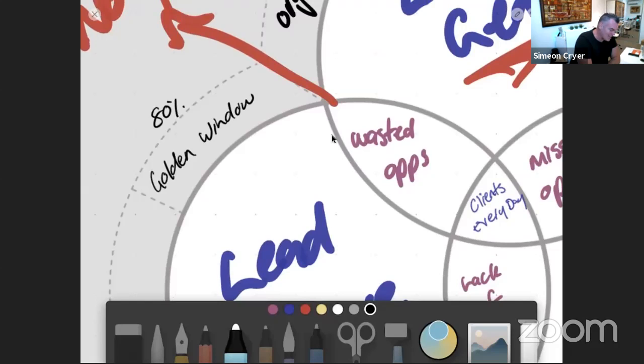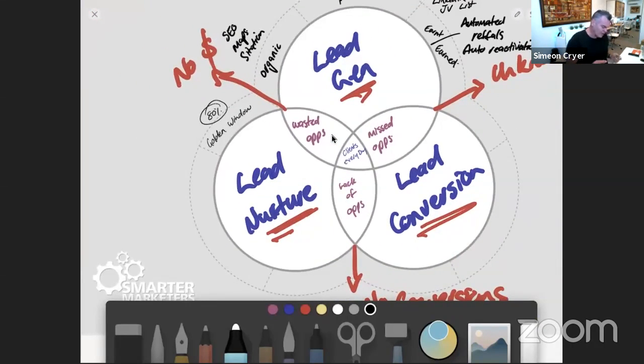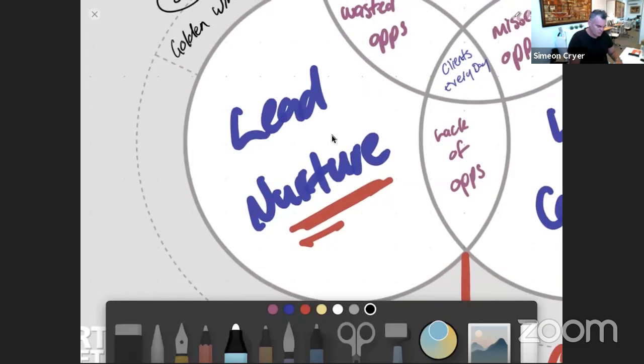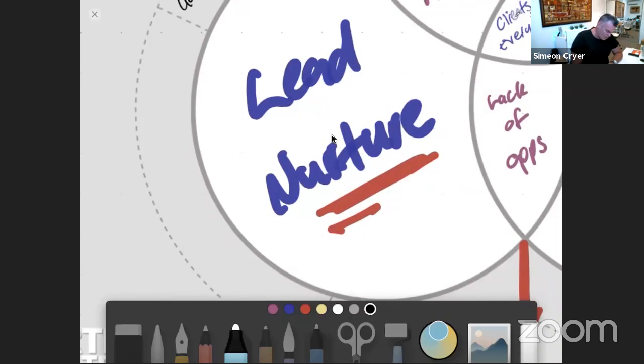I'm just going to write that there because it's staggering. If you don't have this piece in place, you're literally setting 80% of your money on fire on your ad spend, right? Just because you don't have the golden window taken care of, right? So that's the first part of the lead nurture idea. The second part, which is really exciting, is we call it rapid indoctrination.